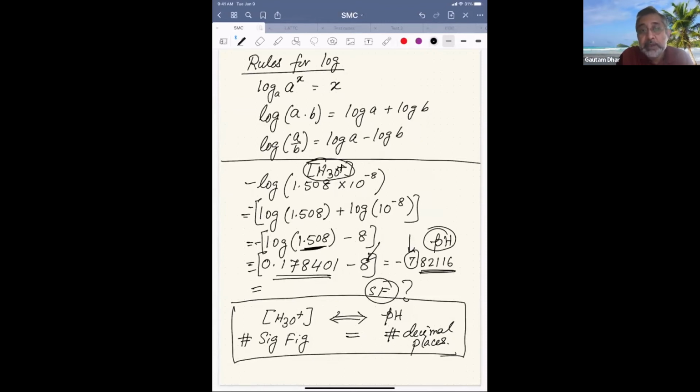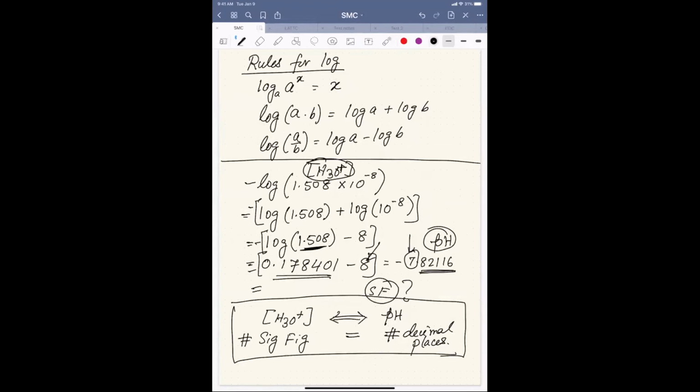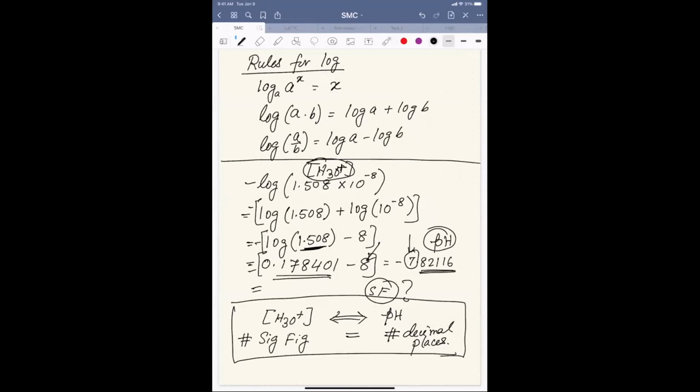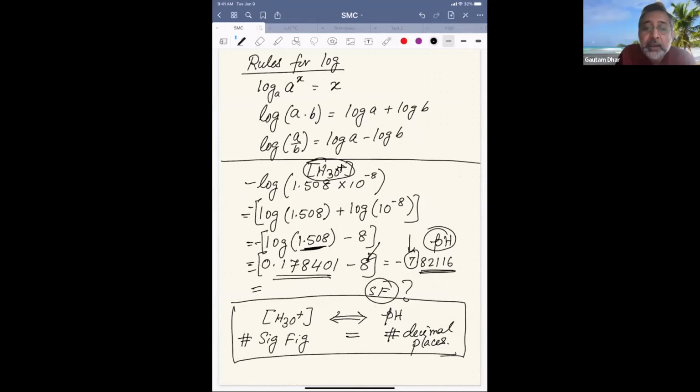Now, if you look at the next example there, I just did a log. Let's say the hydronium ion concentration is 1.508 times 10 to the power minus 8. Okay. So I can look at it as log A multiplied by B. I can write it as log 1.508 plus log of 10 to the power minus 8. Now 10 to the power minus 8, when you take the log, it becomes minus 8. Okay. And the other part is log 1.508.